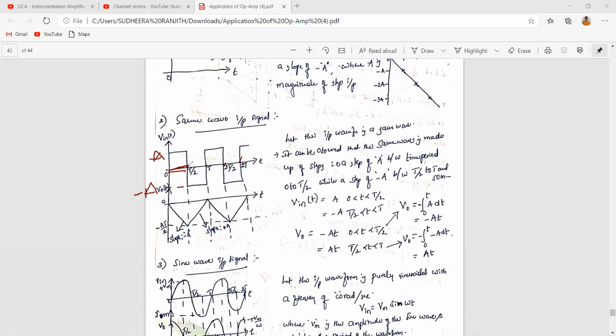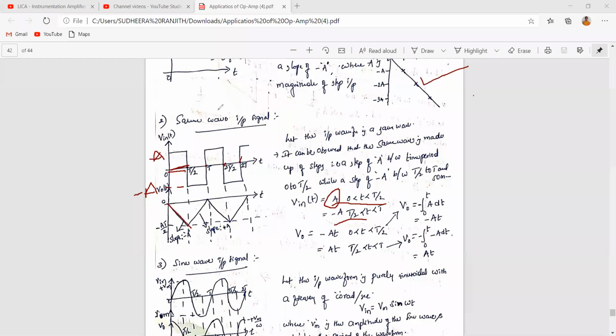Yes, sir. Right. That's what I have written here, 0 to T by 2. Then T by 2 to T, minus A. Then tell me, if you apply input A from 0 to T by 2, what is the output? Negative ramp. So that's why I'm getting a negative ramp.